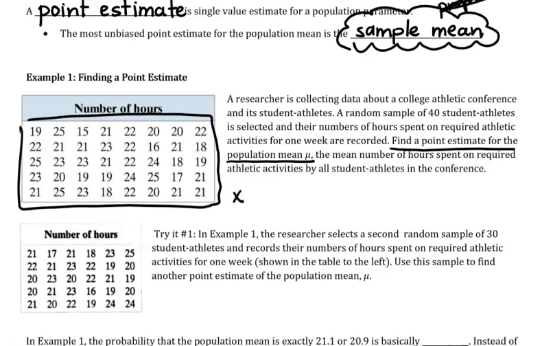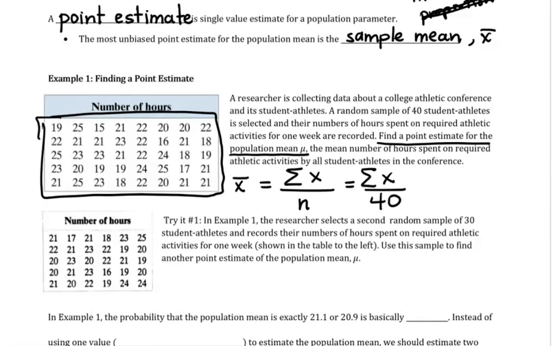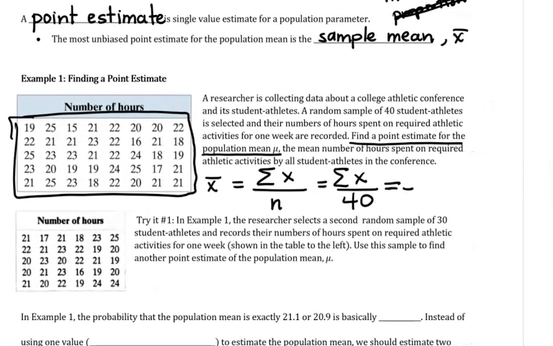So what we need, remember sample mean is X bar. The symbol for sample mean was X bar. What we need is X bar. So I would need to add all of these numbers up and then divide by 40. I would need to sum up all of those individual X values, and then divide by the sample size, which is 40. Sum of X over 40. Adding up all of those X values would give 842. And then I would take that 842 and divide it by 40 to give me approximately 21.1.